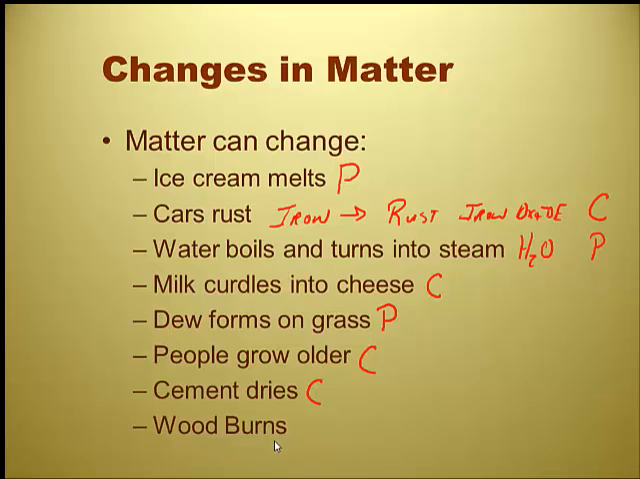In wood burning, the wood's losing energy there. It's giving lots of energy off. Yeah, and it looks different after it's all burnt. It looks slightly charcoaled, and you get that CO2 and water again. So we got that chemical. Yeah, that's going to be a chemical reaction too. Okay.